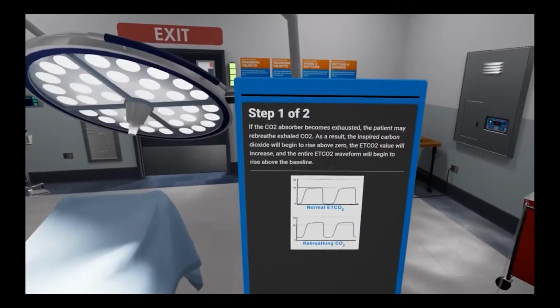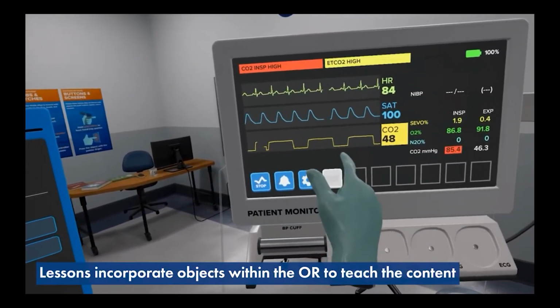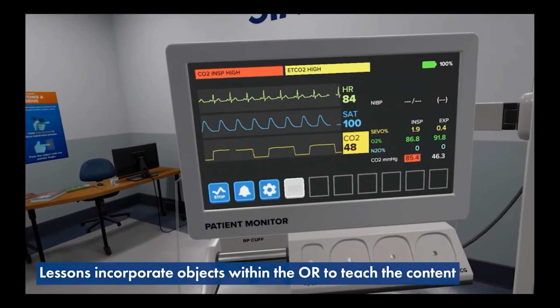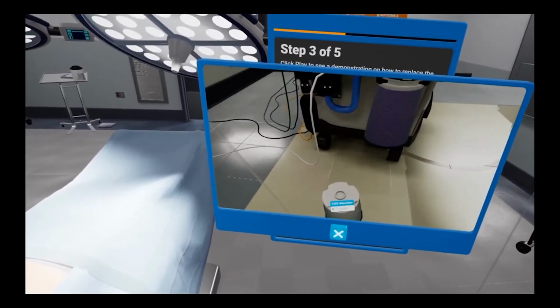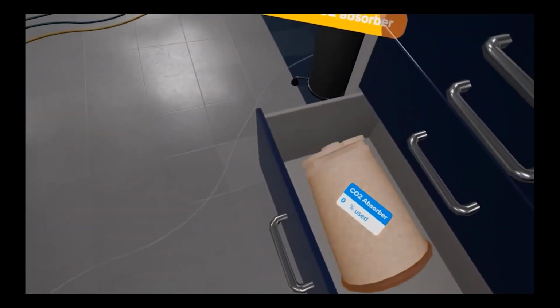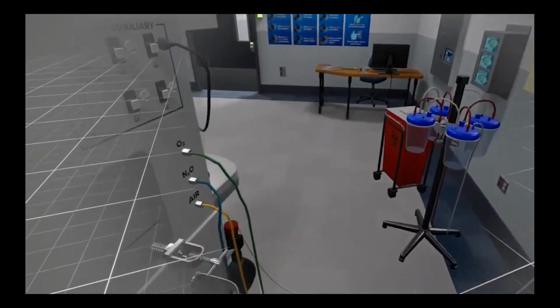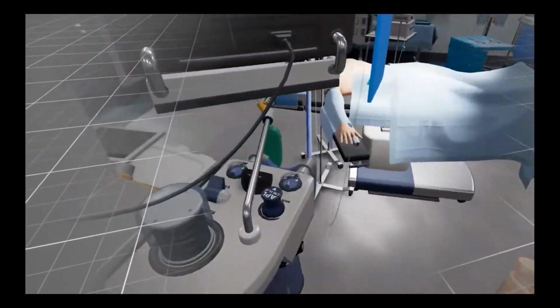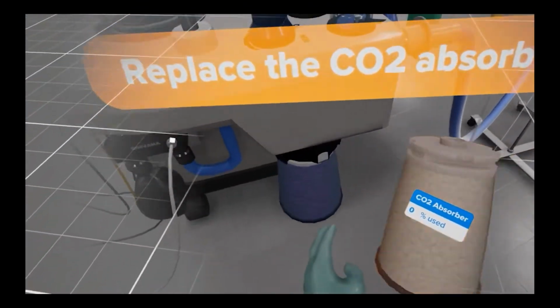So next, we're teaching how CO2 absorber exhaustion appears on the patient monitor when the patient starts rebreathing CO2, and how to take corrective action, both when there is a replacement CO2 absorber available and when there isn't. Finally, the learner is given a real-world challenge to solve. They are presented with a patient who is rebreathing CO2 due to an exhausted absorber, and they must solve the problem given the available resources in the room.